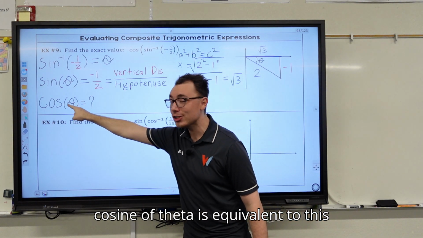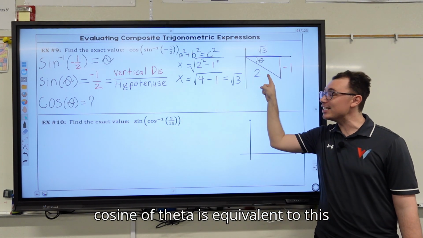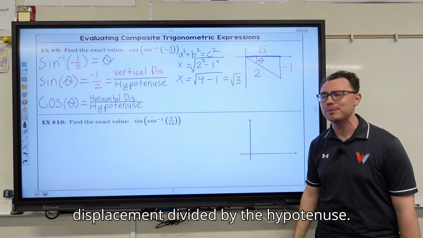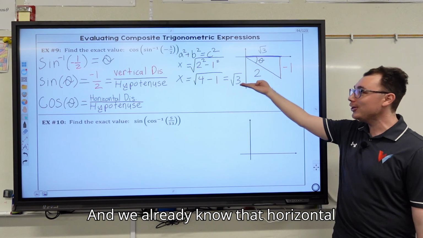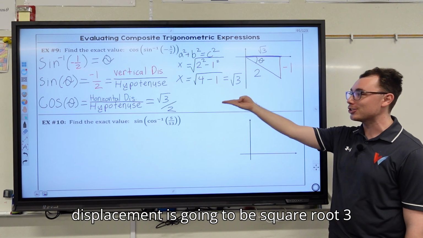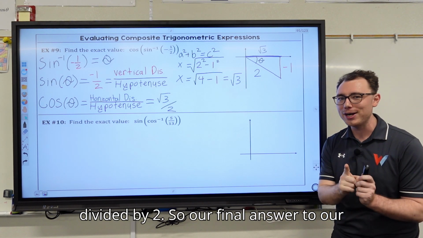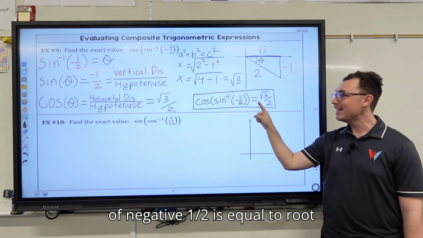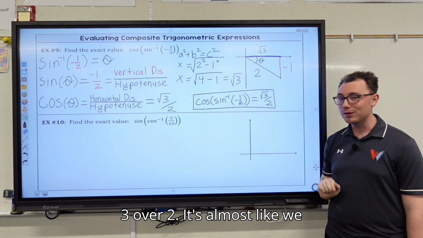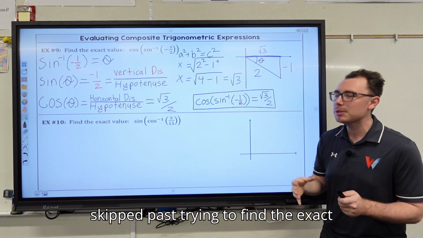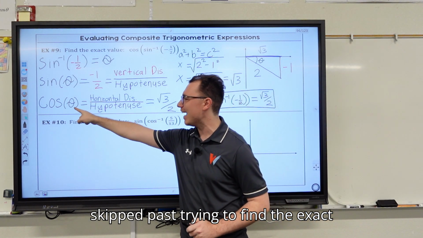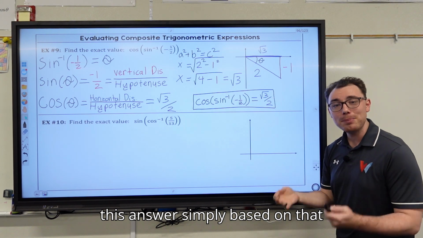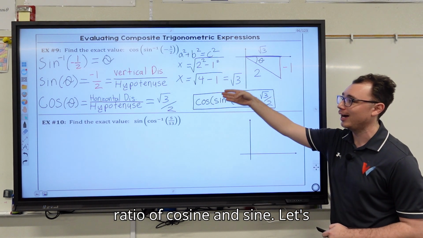And we know that this cosine of theta is equivalent to this triangle that we made. And the ratio for cosine of theta is just the horizontal displacement divided by the hypotenuse. And we already know that horizontal displacement is going to be square root 3 divided by 2. So our final answer to cosine of inverse sine of -1/2 is equal to √3 over 2. It's almost like we skipped past trying to find the exact theta amount, and we were able to derive this answer simply based on that ratio of cosine and sine.